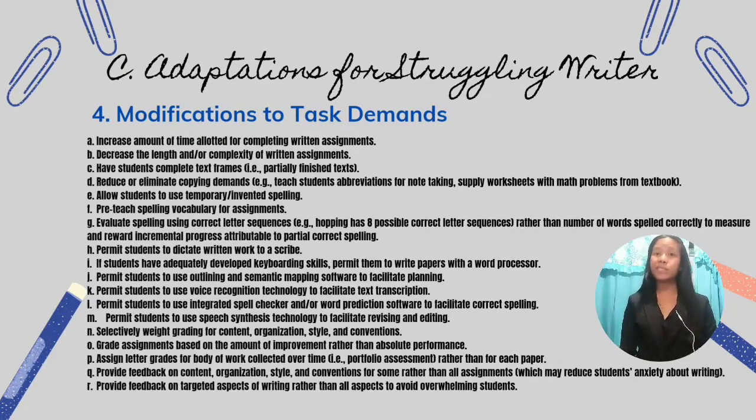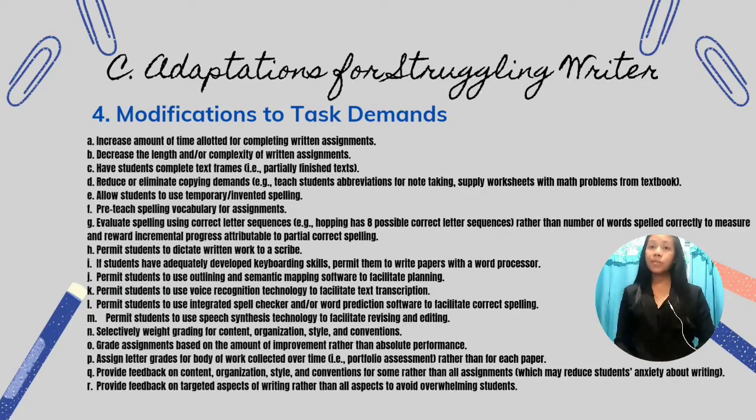H. Permit students to dictate written work to a scribe. This can be used if the student has difficulty writing his or her response to an assignment, so a scribe can be used. Letter I. If students have adequately developed keyboarding skills, permit them to write papers with a word processor. So, allow students to submit a typewritten activity if they want to. Letter J. Permit students to use outlining and semantic mapping software to facilitate planning. In that way, students can develop the vocabulary strategy and remember the points that they are about to write in their activity.